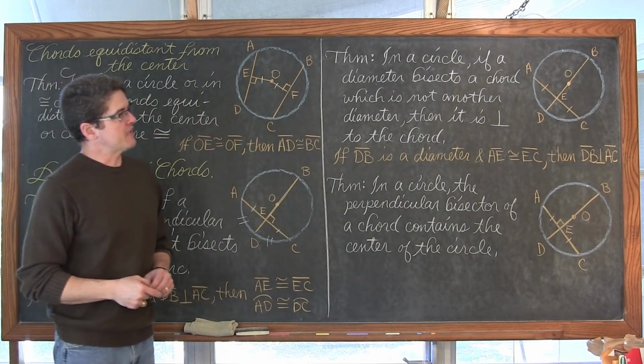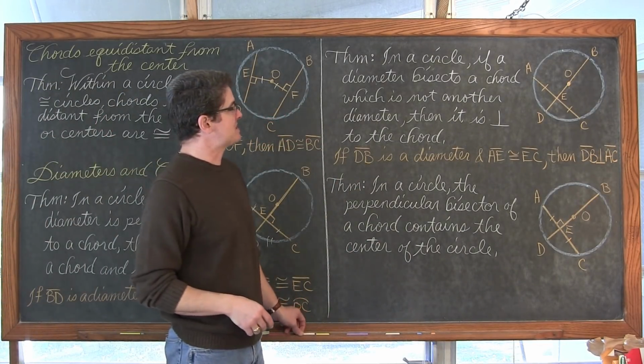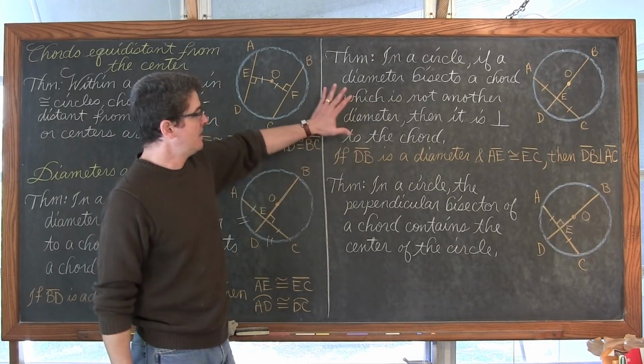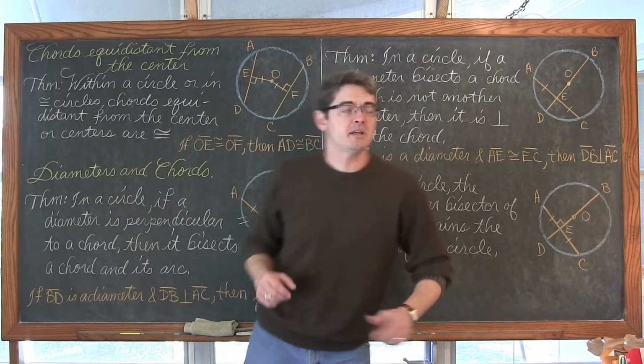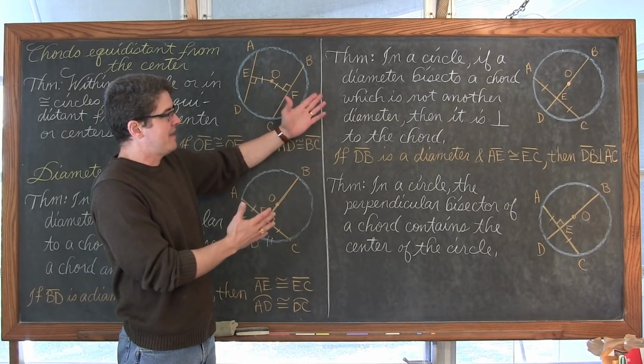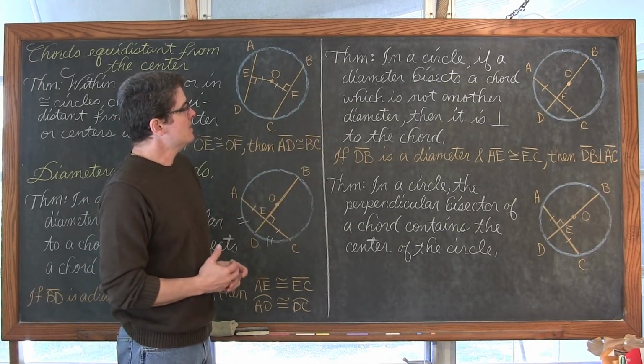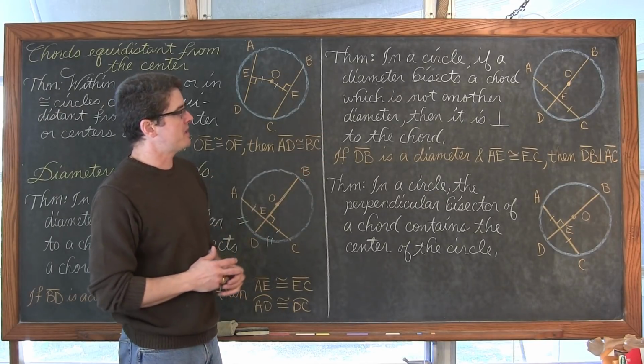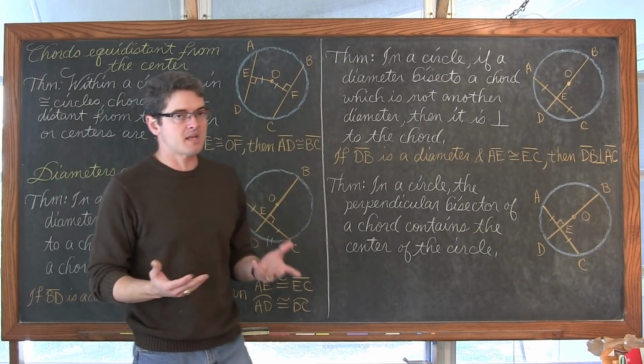In a circle, if a diameter bisects a chord which is not another diameter, see? I don't know why that exact same language isn't here, but another thing here, they're saying a diameter is a type of chord. So then it is perpendicular to the chord. Kind of the same thing here.